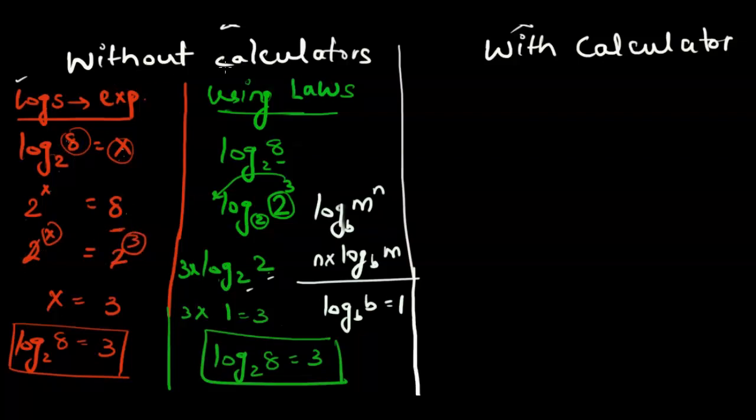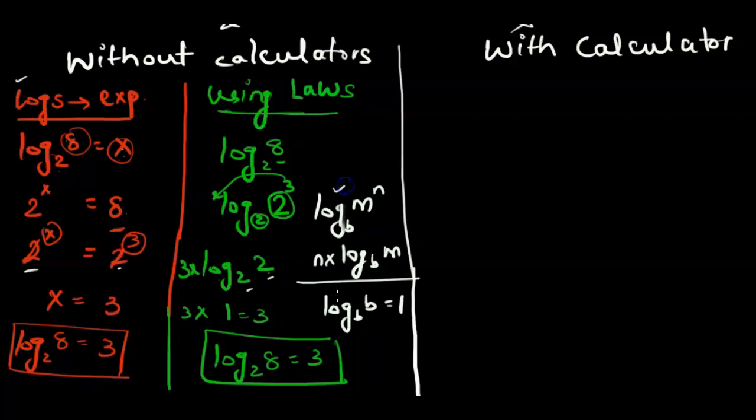The reason it's under the without calculator category is because we can make the bases common. If we had not been able to make these bases common, or if 8 could not have been written as 2 to the power of 3, then we would not have been able to do it using the without calculator method. Next, we can do it using laws.